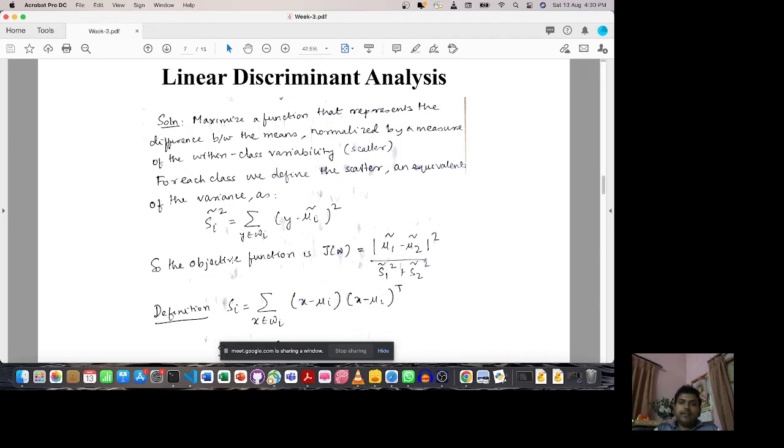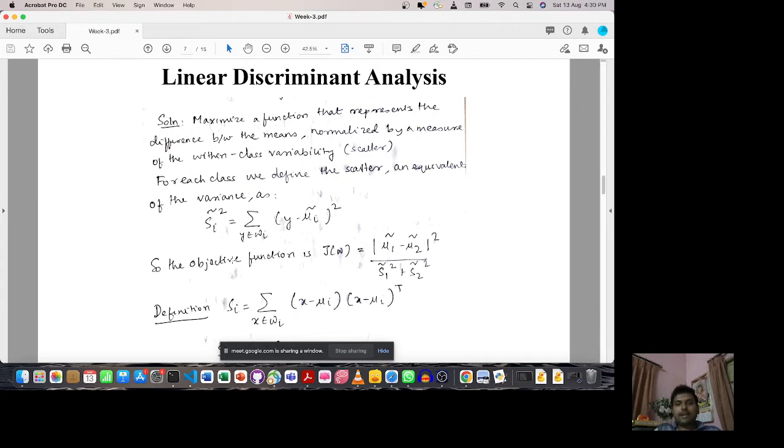However, at the same time it is normalized by a measure of the within class variability. So, this is something that Fisher came up with. There might be other ways of doing this also, but Fisher came up with something, and from then on it is known as linear discriminant analysis.